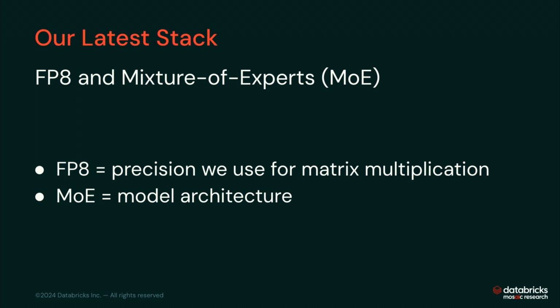Now, MOE, or mixture of experts, is a model architecture change. You may have heard that Gemini, I think 1.5 Pro, was a mixture of experts model, whereas the previous models were dense models or vanilla transformers. And what this gives you is basically an efficiency boost both at training time and inference time. And I'll explain how that works. So let's go into FP8 first, actually.